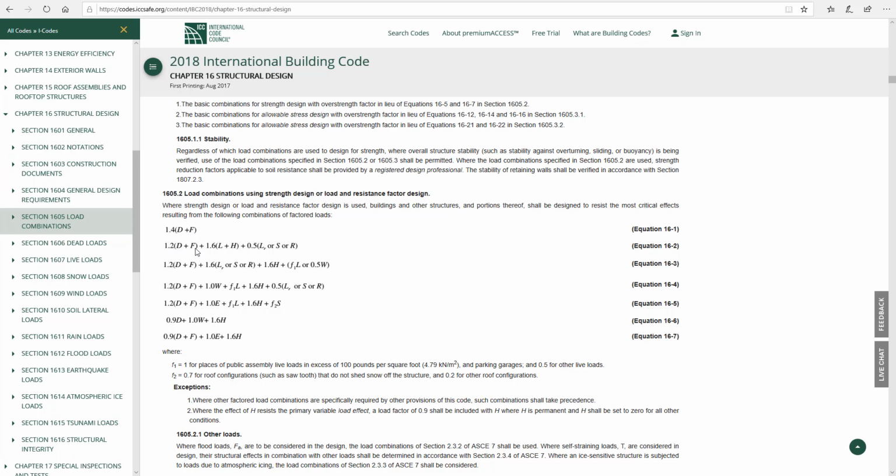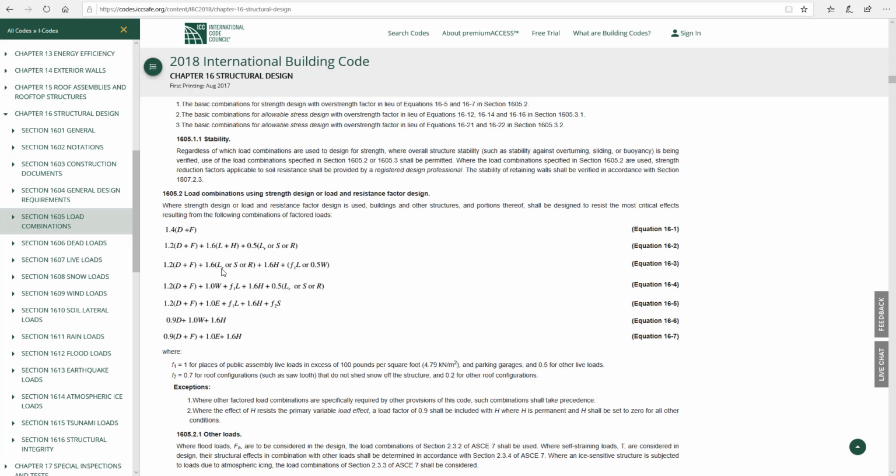Next we have 1.2 dead plus 1.6 live plus 0.5 roof live or snow. So this one may be our controlling load combination, but this 0.5 seems to be a pretty low factor. So let's look at the next one. Next we have 1.2 dead plus 1.6 roof live or snow. So this load combination uses both dead and either roof live or snow combined together. So this load combination seems like it is going to be our controlling load combination.